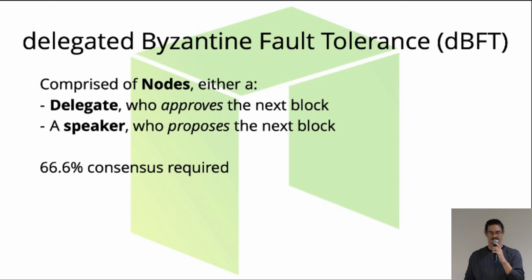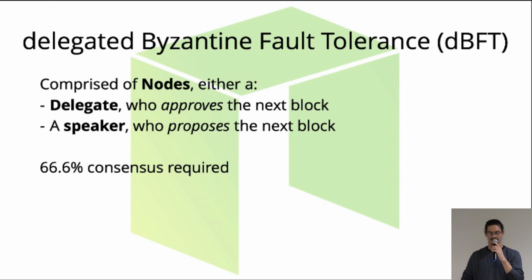where the majority are delegates, and one of the nodes is a speaker who proposes the next block. So the speaker says, this is block X, and then all the other nodes, 66.6% of them, need to reach consensus before they can approve the block and send it on.